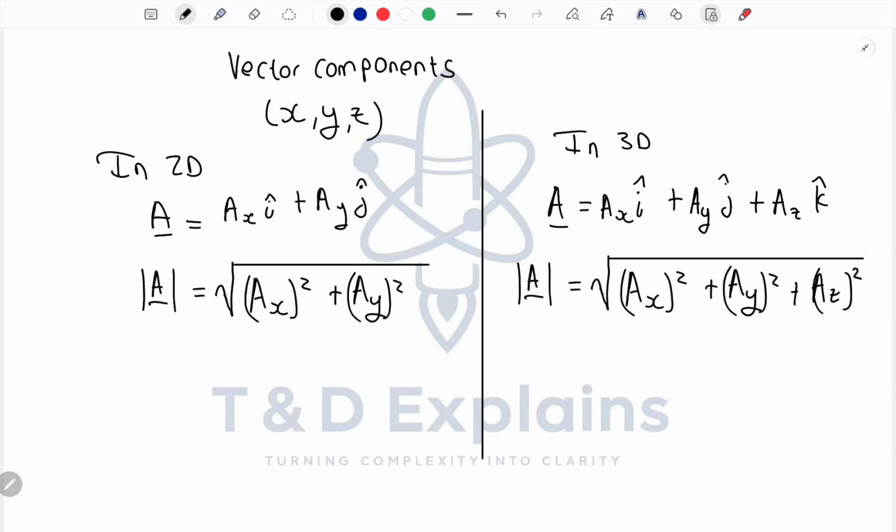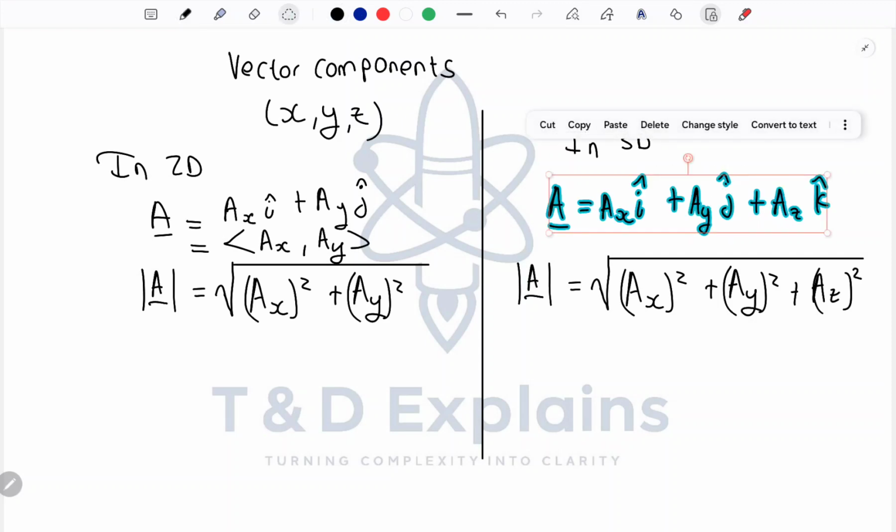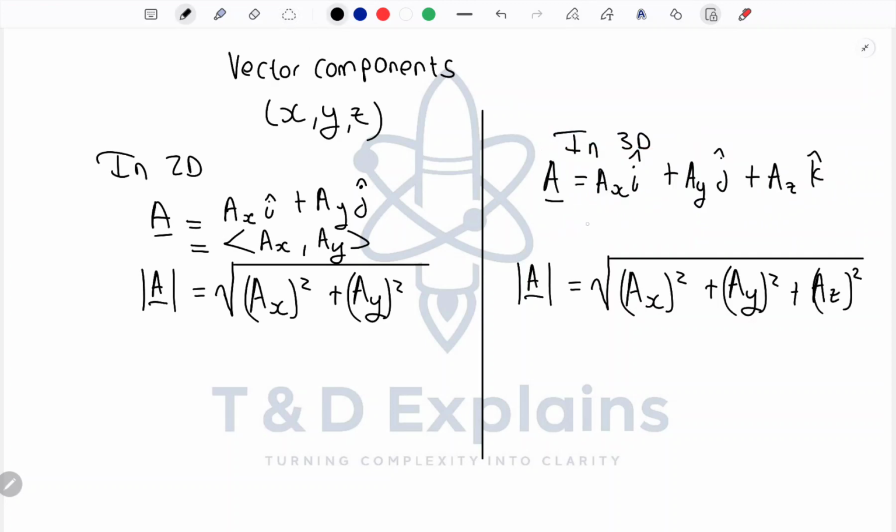Another way to represent this vector A is in terms of AX comma AY. Similarly, in 3D, it's going to be AX comma AY comma AZ.